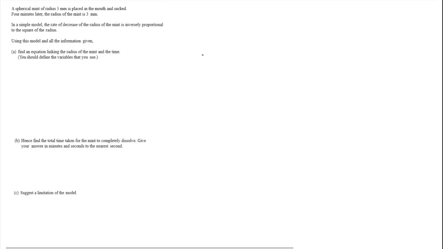This, of course, we're now just going to take step by step. So to start off with, when it says define your variables, that means we just need to specify that r equals the radius in millimeters and that t equals time, and we'll say in minutes, because the unit we have been given thus far is 4 minutes there.